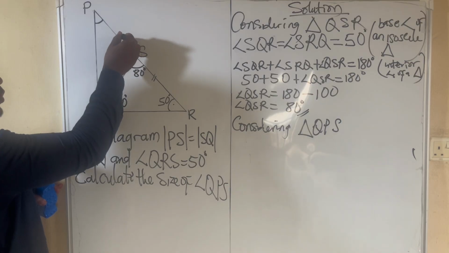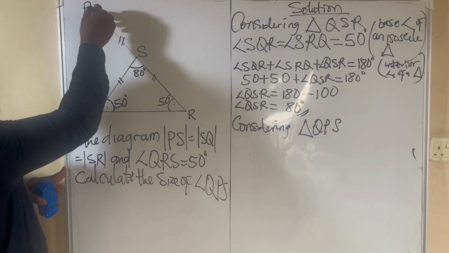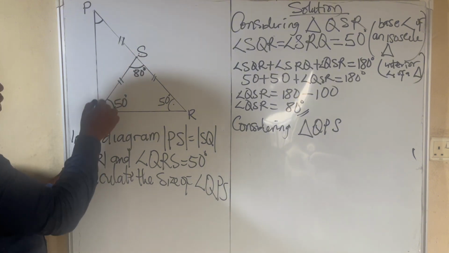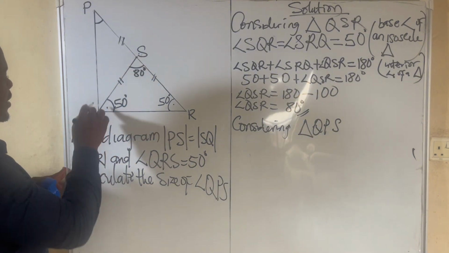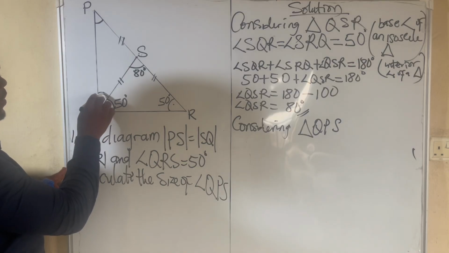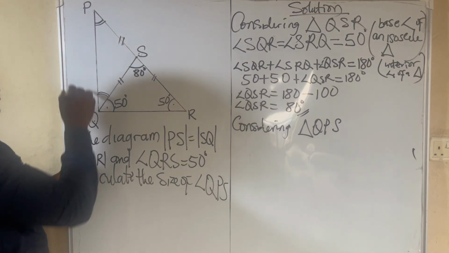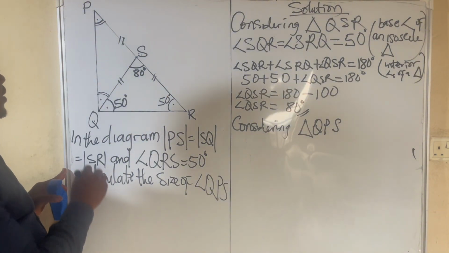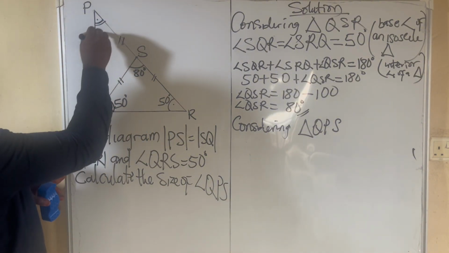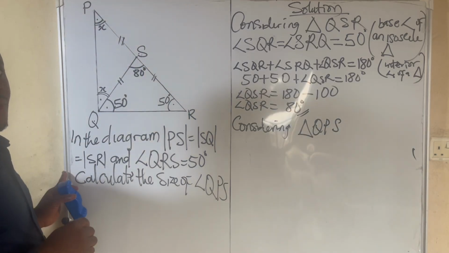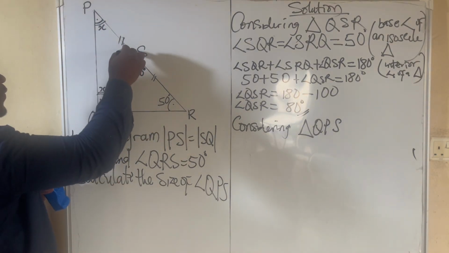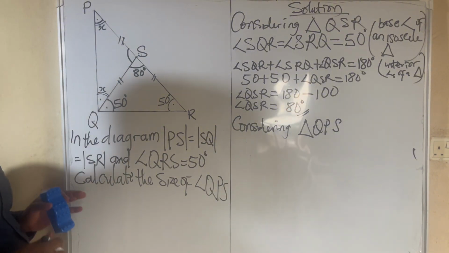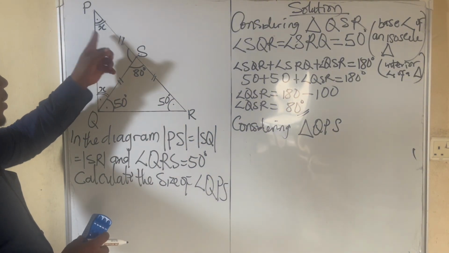Also, look at this symbol. It shows that this side and this side are equal. These two sides are equal. So what it means is that these become the base angles, meaning that this angle and this angle are equal. So if here is x, here is also going to be x. So all we need to do is get the value of this angle here. Since these two angles are equal, we can easily get one of the angles.